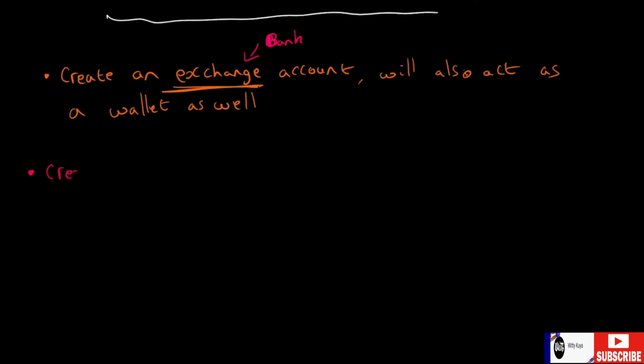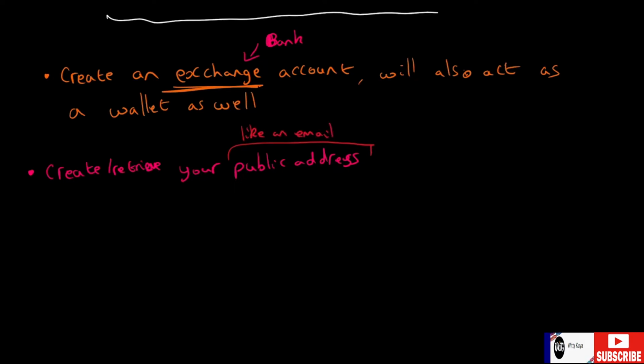Then you want to create or retrieve your public address, and you can think of the public address like an email. For example, an email is unique. It's unique to whoever runs and has that email address. So if I have the email address, I don't know, iamawesome@hotmail.com, that's my email address. Nobody else will have that email address. So it's a unique ID that will facilitate the public transaction.